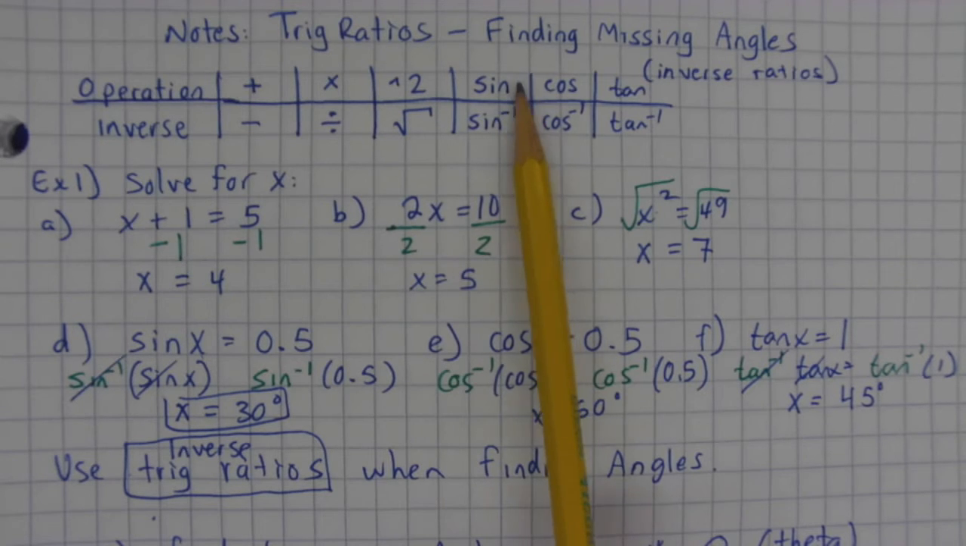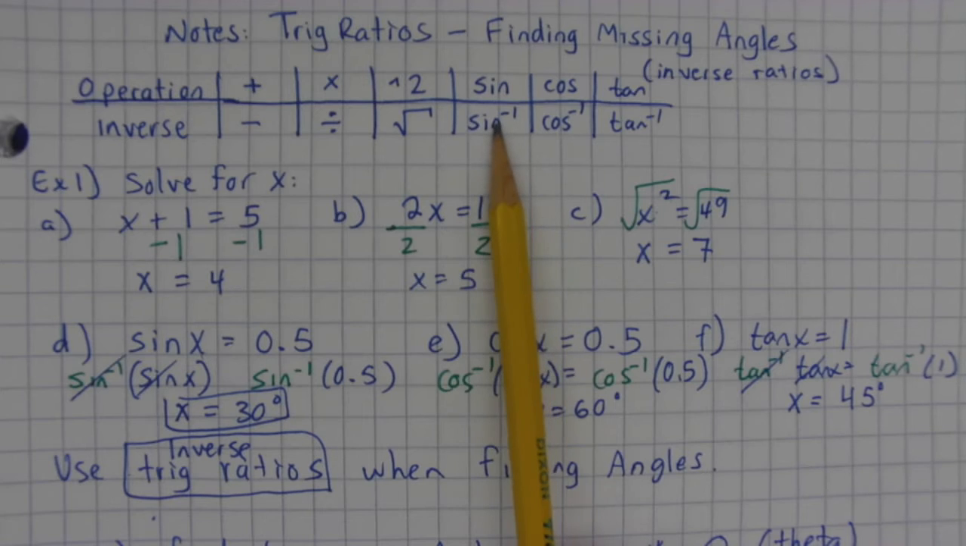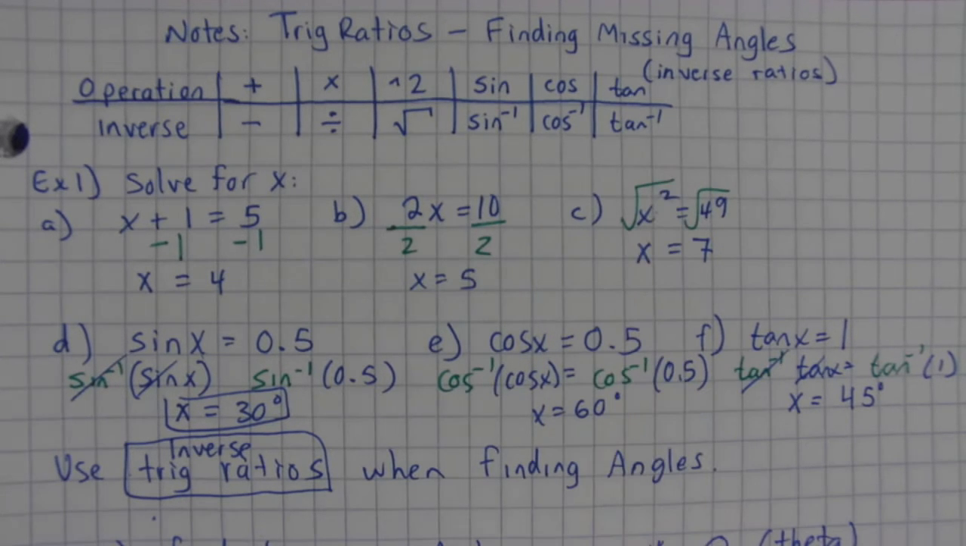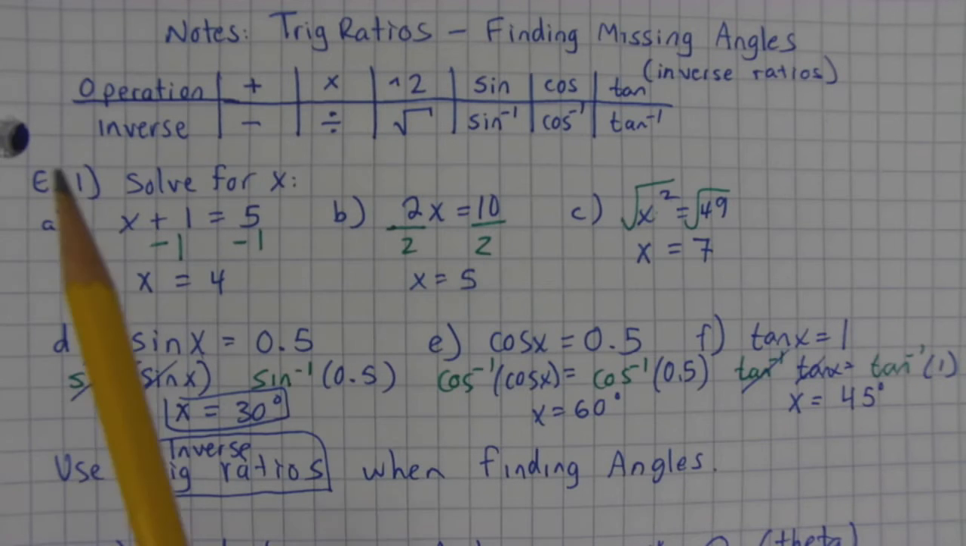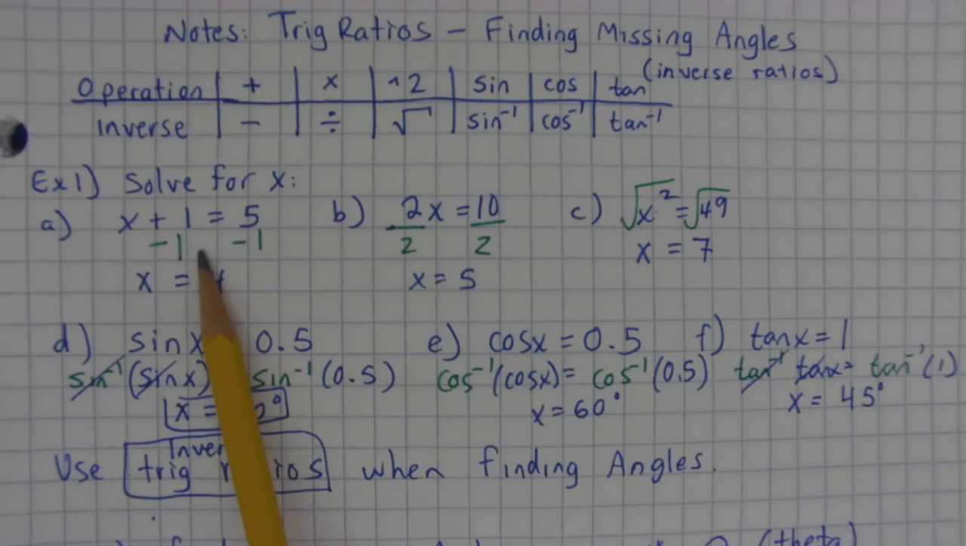And then we have the trig ratios sine, cosine, and tangent. The way we undo those is by taking the inverse sine, inverse cosine, and inverse tangent. This is used when we want to find angles. The first example is showing how to do the inverse of different problems.